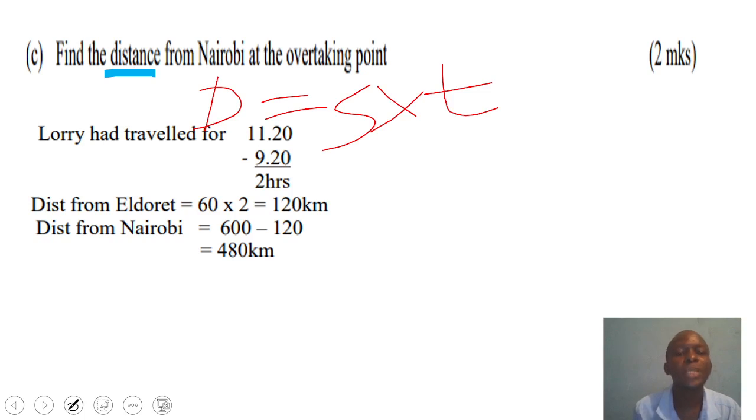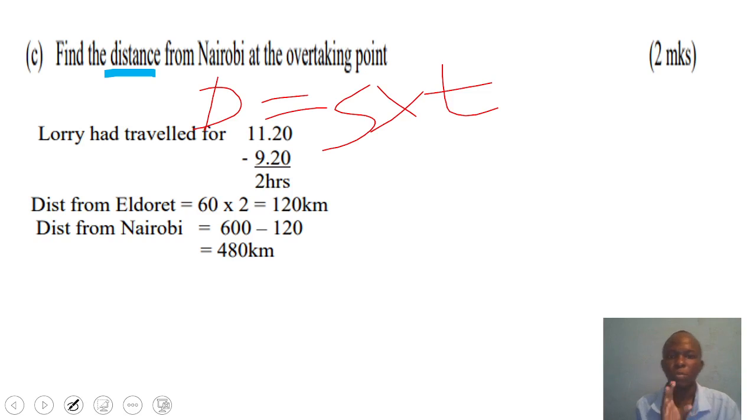That is the distance from Eldoret. Why are we using the distance from Eldoret? Because we know it took 2 hours for the lorry to travel from Eldoret to where they meet. It took 2 hours for this particular lorry to travel from Eldoret to the meeting point.